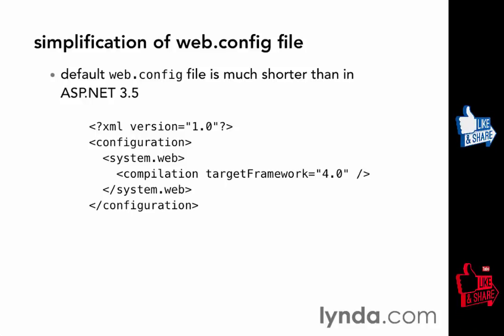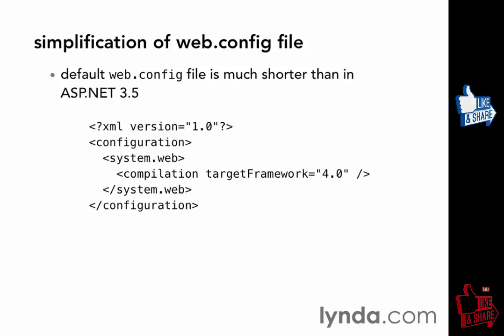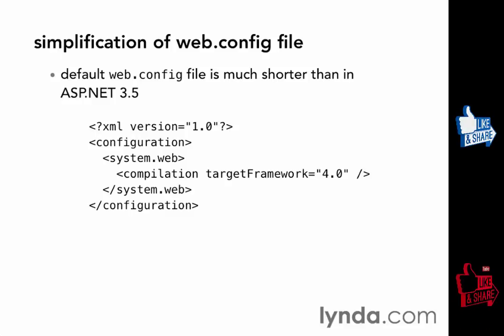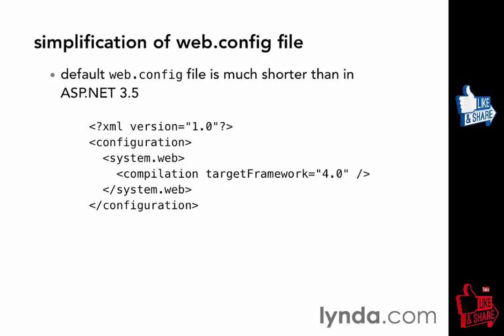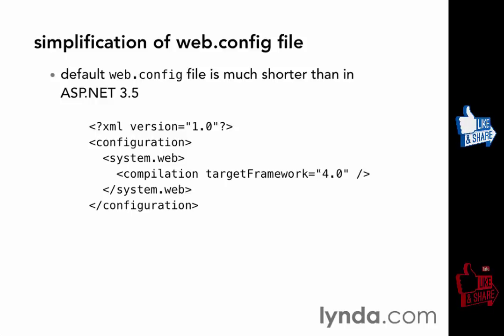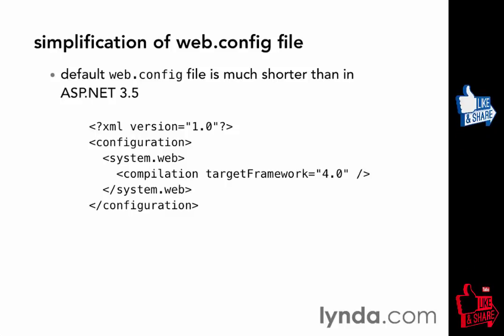It has a single root element named configuration, a child element named system.web, and that contains a compilation directive indicating which version of the ASP.NET framework is being targeted. This example is targeting 4.0, but in a brand new website built with Visual Studio 2012, the target framework will probably be set to 4.5.